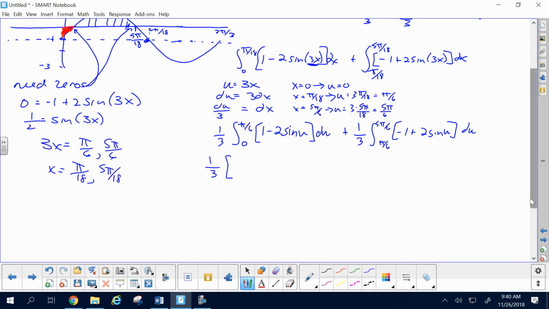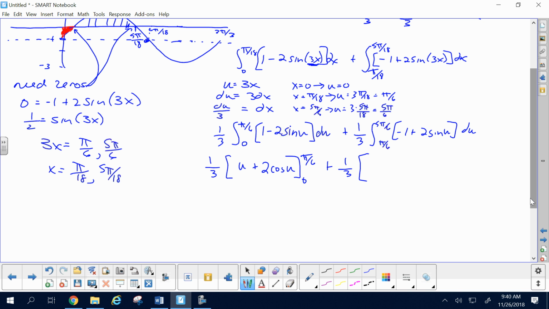1/3. What is the antiderivative of 1 with respect to u? U. What's the antiderivative of negative 2 sine u? What was there before that yielded that derivative? 2 cosine. Is it positive 2 cosine u or negative 2 cosine? It is positive 2 cosine u, because that derivative would be negative 2. Okay, from 0 to pi over 6. Cool.